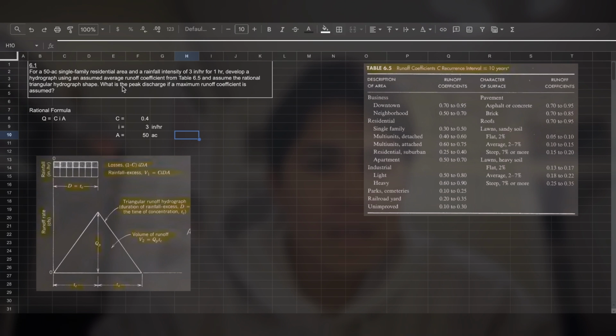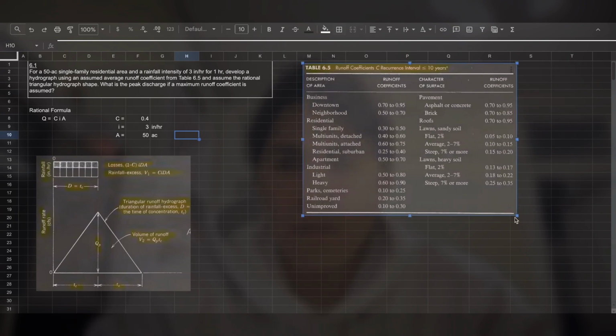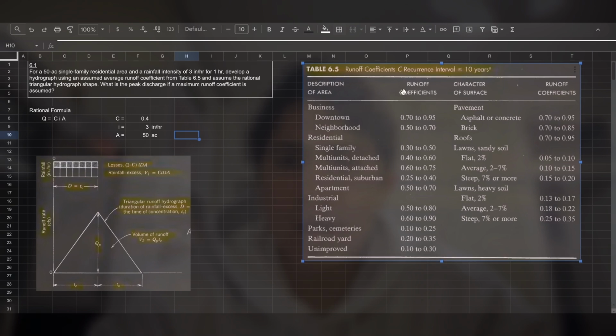In this problem, it's asking us for the peak discharge, and it's giving us the type of area that we have. In table 6.5 is where we can find our C values, or runoff coefficients. Remember that Q equals CIA only means: out of all the rain that is falling, how much water is going to run off, because not all of the water that rains is transformed into runoff. Some of it is lost due to evaporation or infiltration.